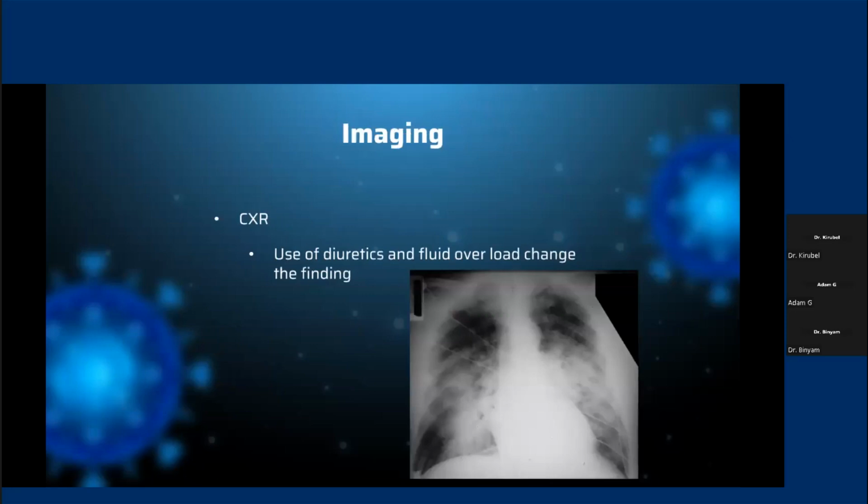Coming to the imaging, chest X-ray is commonly used to diagnose ARDS, especially in resource-limited setups. That is your diagnosis, the best imaging modality to start the workup of the patient. The patient will have typical peripheral consolidation, and when it worsens, it will go into the hilar area.